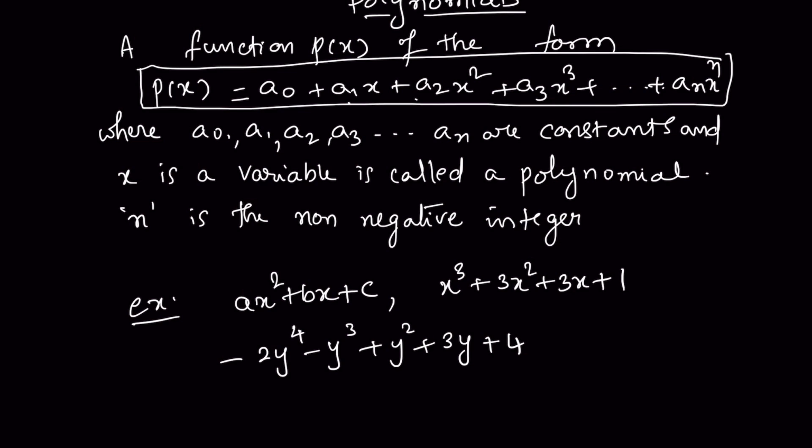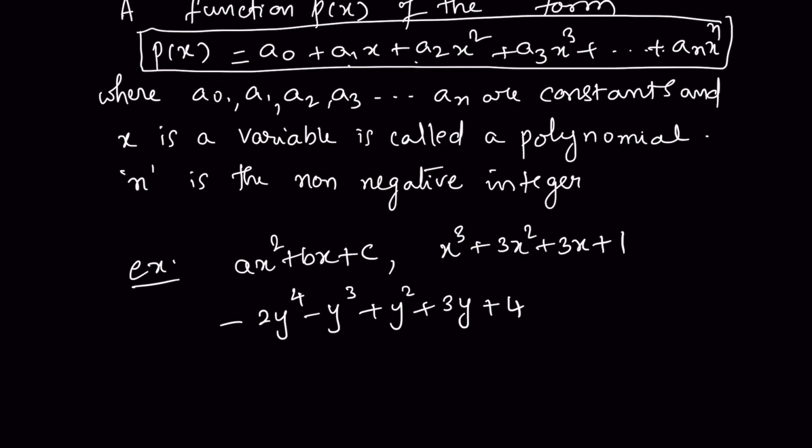Here, in the definition, it is particularly mentioned that n should be a non-negative integer. What happens if n is the power? n should be non-negative. If n is negative, what happens?